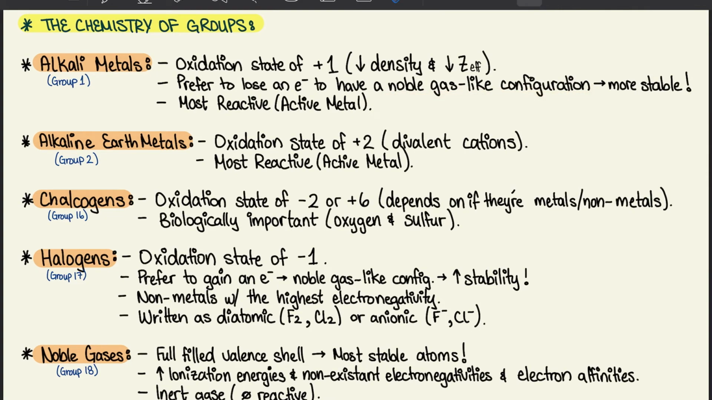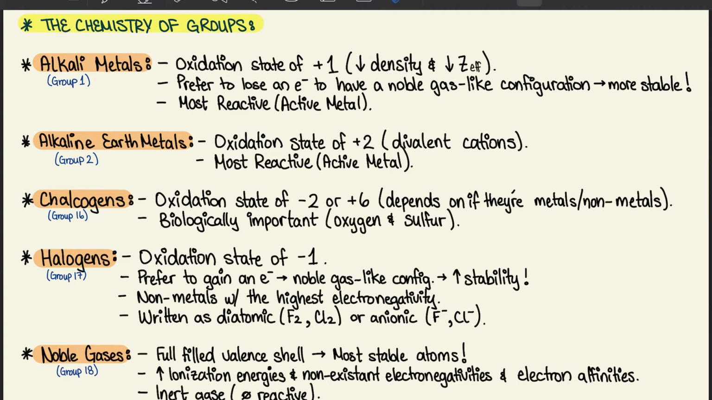Next, we talk about the chalcogens, which is group 16. They have an oxidation state of -2 or +6, depending on if they're metals or non-metals. And they're biologically important, which includes oxygen and sulfur, because a lot of these group 16 elements are used in everyday life: oxygen with water, breathing air, other biological processes, and along with sulfur.